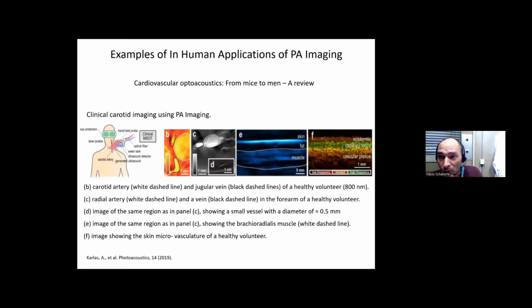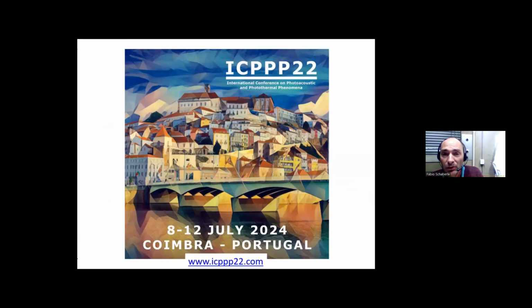So I finished my talk, and before I finish, I would like to announce the International Conference on Photoacoustic and Photothermal Phenomena that will be held here in Coimbra in July 2024. So everyone is invited to participate.